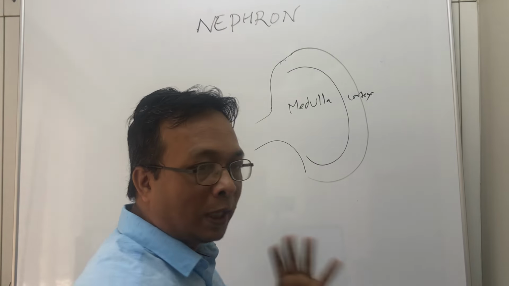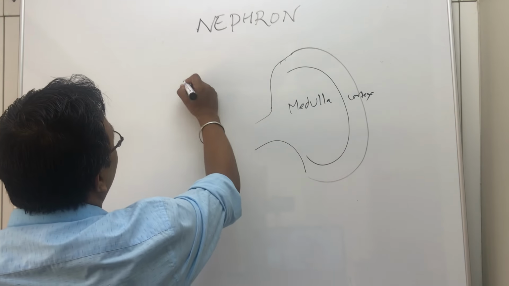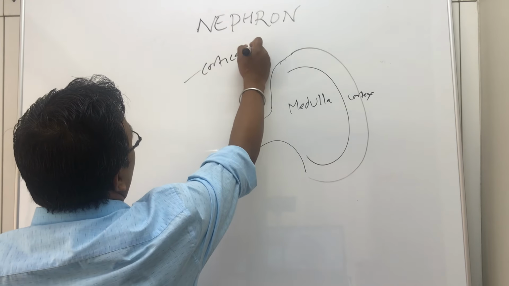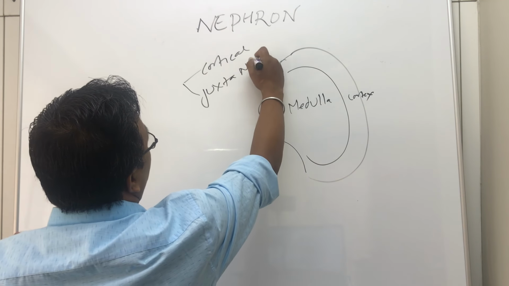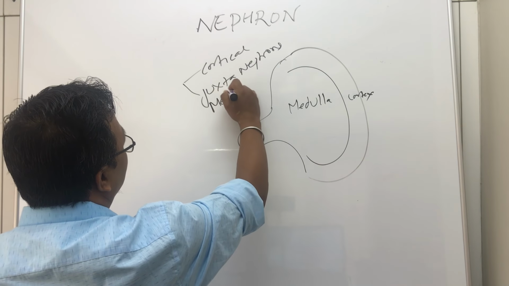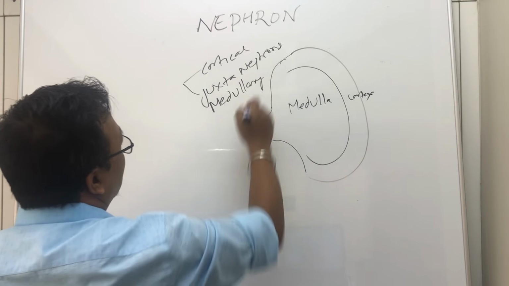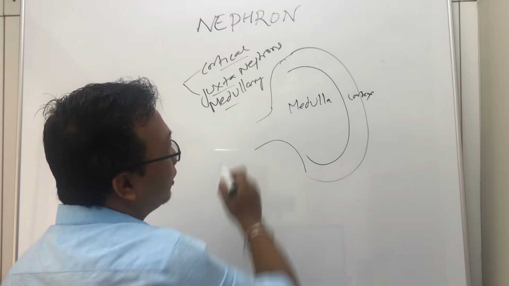So there are two types of nephrons. Now when you say nephrons are of two types, we divide them into cortical nephrons and juxta-medullary nephrons, sorry. So we divide the nephrons into two types, cortical nephrons and juxta-medullary nephrons.